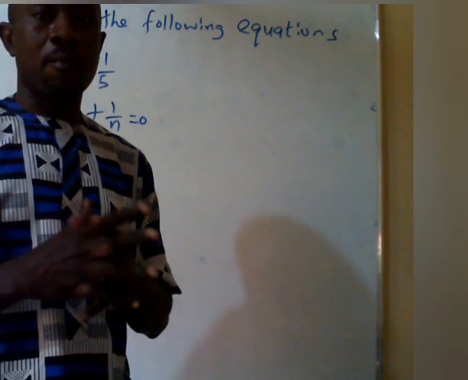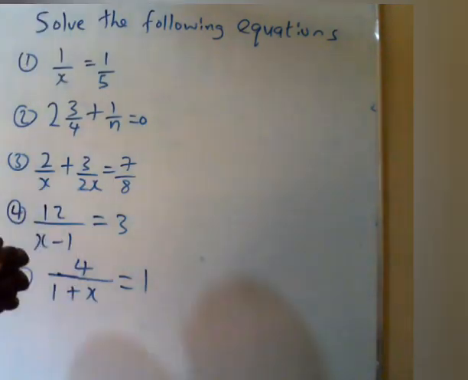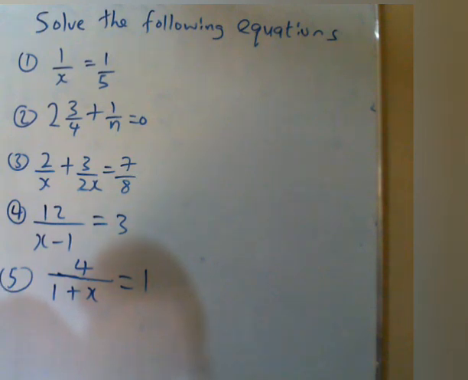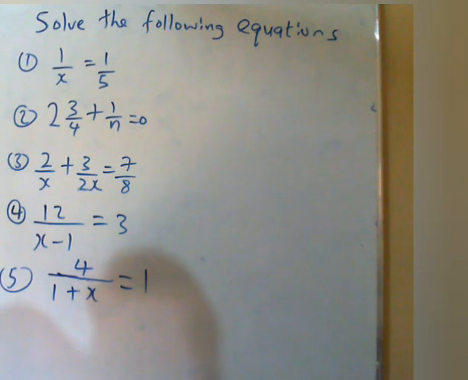We have a problem to solve today. Number 1: 1 over x is equal to 1 over 5. Number 2: 2 whole number 3 over 4 plus 1 over n is equal to 0. Number 3: 2 over x plus 3 over 2x is equal to 7 over 8. Number 4: 12 over x minus 1 is equal to 3. Then number 5: 4 over 1 plus x is equal to 1.